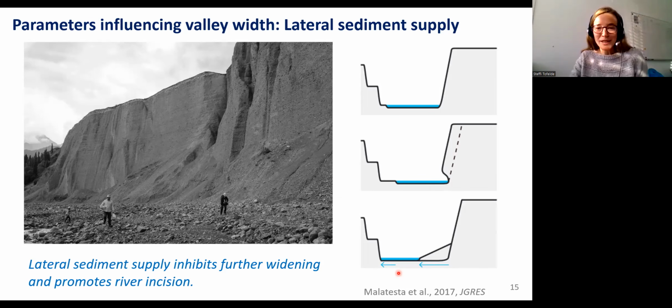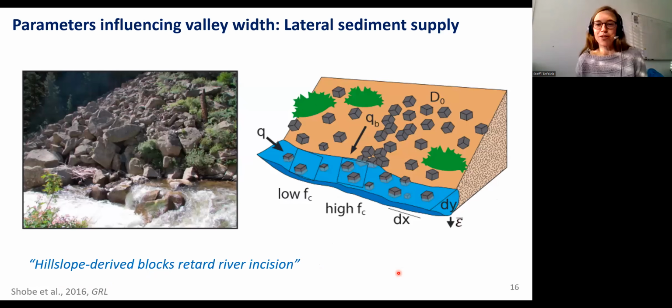But also here, this is not totally clear, because there are also potentially some contrary effects of lateral sediment supply on the behavior of the river, as was proposed by the study from Charlie Shobe et al. They show here a photograph from Boulder Creek. That's a river that drains the eastern flank of the Colorado Front Range. And what they were suggesting is that as the river incises, there are lots of blocks that sit on these steep hill slopes, and they get delivered to the channel when these hill slopes oversteepen.